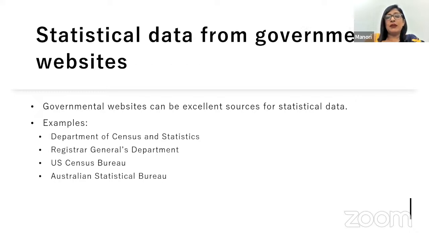And also statistical data from government websites. As I mentioned, government websites can be excellent sources for statistical data. Sometimes when you do the literature survey, you may need data to show some issue or problem. And sometimes you may need to analyze some existing data and get some findings based on the data. So you have to get those things also.